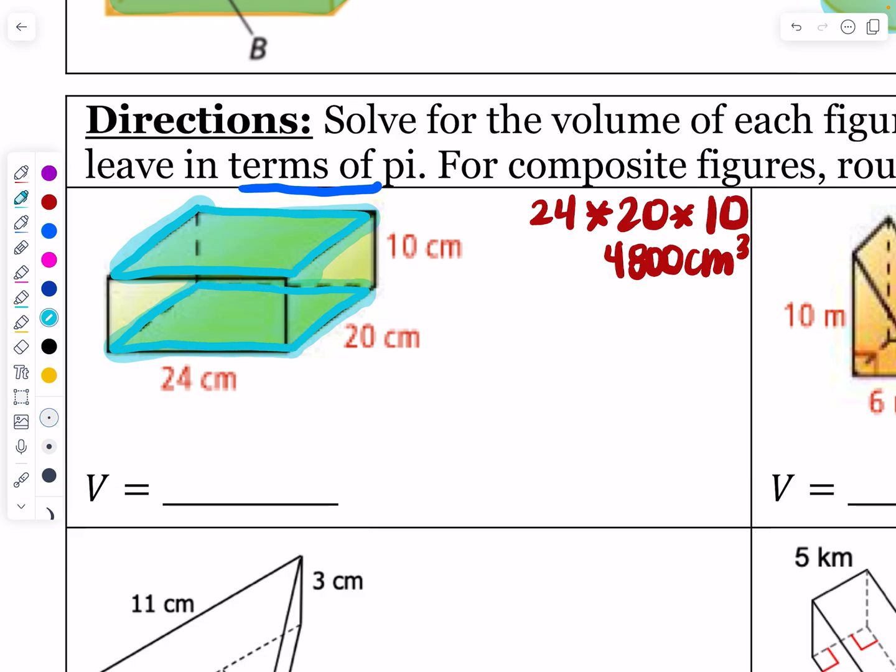So using our new formula, volume equals base times height, the area of the base times your height. So what is my base? What is the shape of this base? Well, this is a rectangle, so let's go ahead and name that. It's a rectangular prism, so y'all go ahead and write that down.